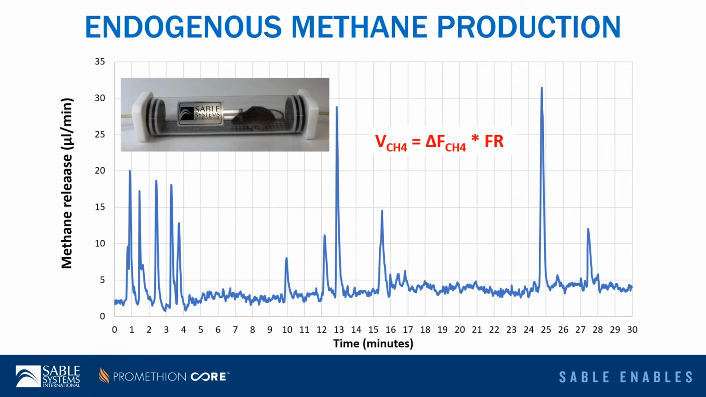As such, these units are ultimately reported in volumes per unit time, such as microliters of methane per minute for this mouse. Now, while it's technically impossible to measure rates of endogenous methane production inside the animal, for our purposes, we can use the terms methane release and methane production interchangeably.